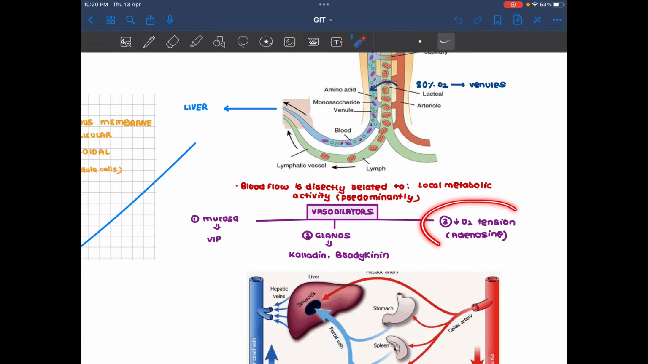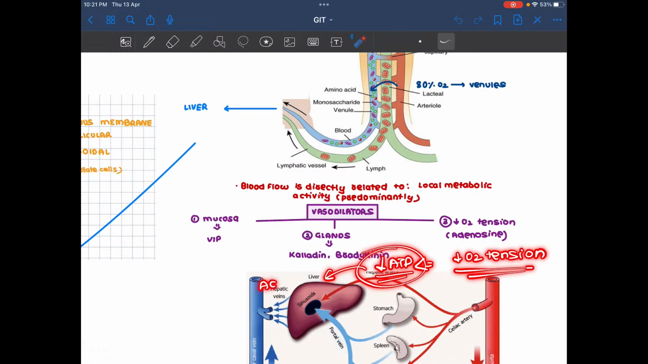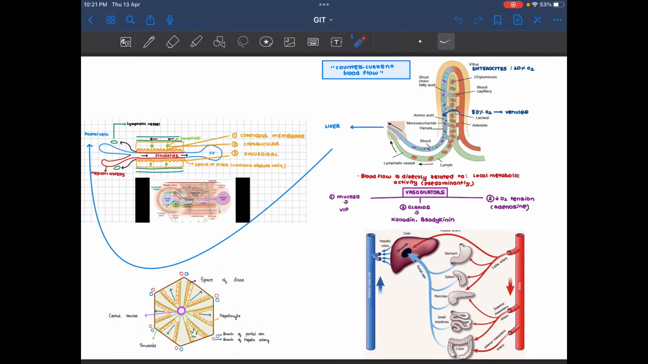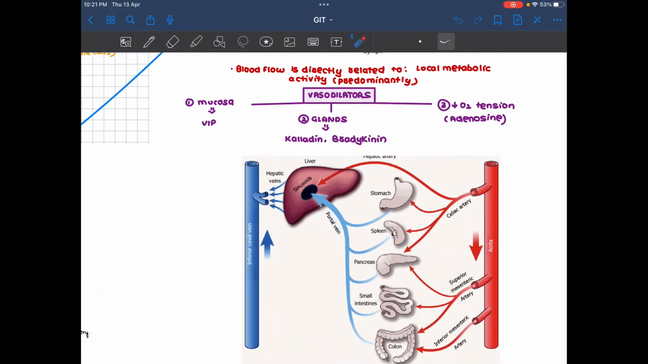And very importantly, whenever there is metabolic activity, what will happen? You're going to have a decrease in the oxygen tension. And when oxygen decreases, you're going to have decreased generation of ATP, and ultimately your adenosine will increase, and we know that adenosine is a very important vasodilator. So these are the factors leading to vasodilation of the splanchnic circulation whenever we have food in it. Okay, so this is how it travels via the portal vein into the liver, and then it drains into the inferior vena cava via the central venules.